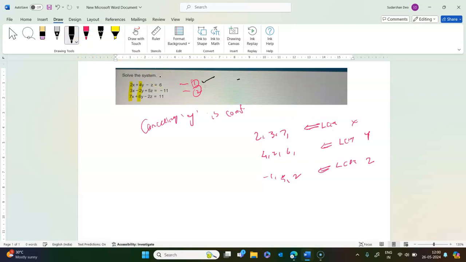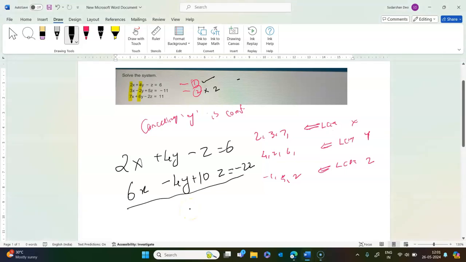We'll keep this as it is, and we'll multiply equation 2 with 2, so that here we'll be getting 4y. So let's go with 2x plus 4y minus z is equal to 6 as it is. Multiplying the other equation with 2, you'll be getting the third equation: 6x minus 2 into 2, 4y, 5 into 2 again, that will be plus 10z, equal to minus 22.